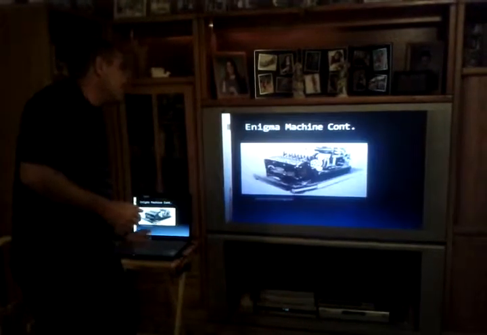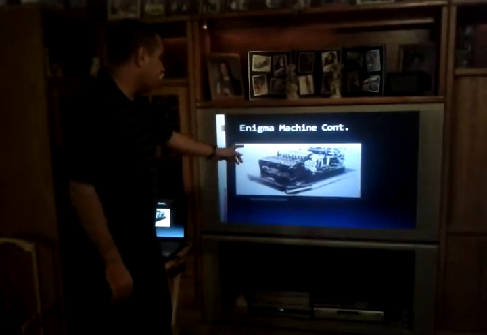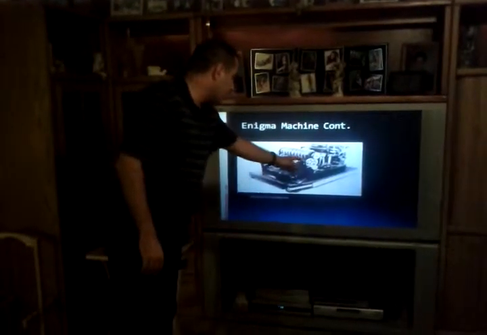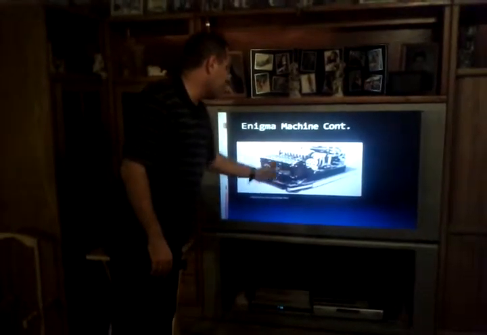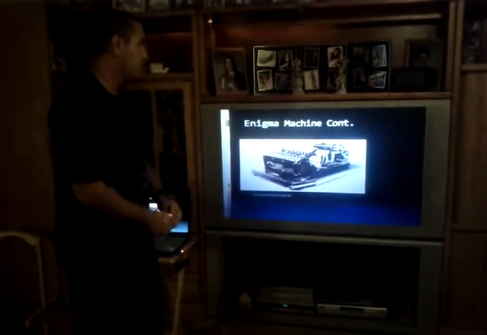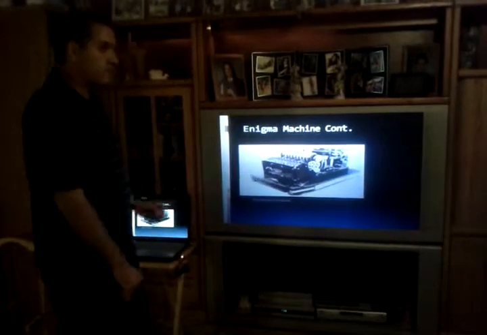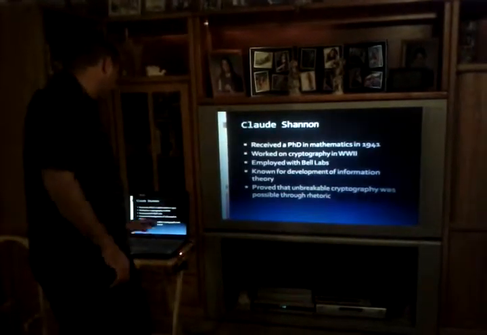And here's a picture on the next slide. You have got your keyboard right there, and then your rotors. And each time a button is pressed, the rotors will then change the position of each character, making it hard for someone to break it.